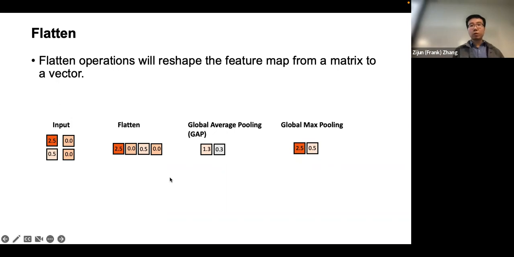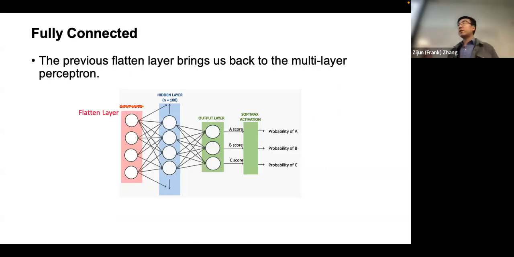I guess in terms of take-home messages, flatten operators will always change a matrix or a tensor of high dimensions to a row vector. So now at this point, our input is already a vector. This brings us back to the basic form of deep neural networks, just as in the flowers case, where we measure the panel and sample length as a vector of input features, and we can use a fully connected set of layers to model that.